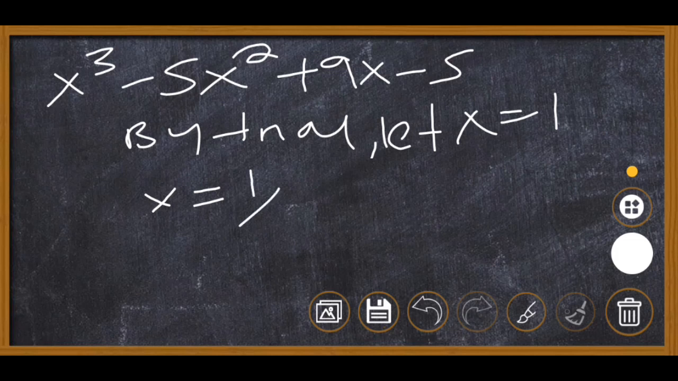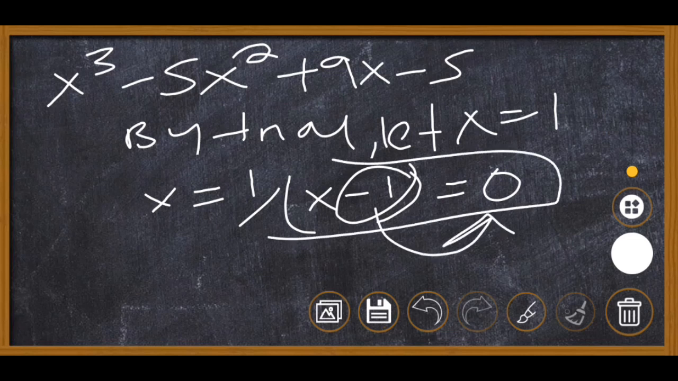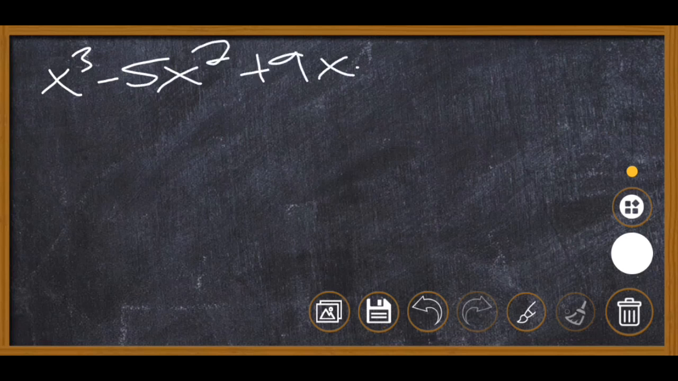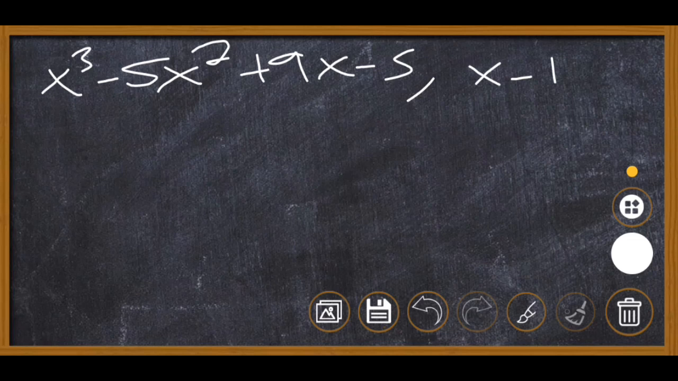Now remember, writing like this is the same as x minus 1 equals 0, because this negative 1, when it comes to this side, is going to be positive 1. So this is just the same thing here. Okay, so in this case, our x power 3 minus 5x squared plus 9x minus 5 has x minus 1 as a factor, since we have simply proved that it gives 0 whenever we replace in here. So x minus 1 is also a factor.